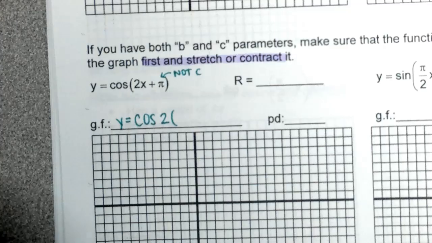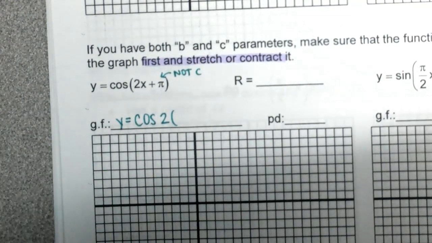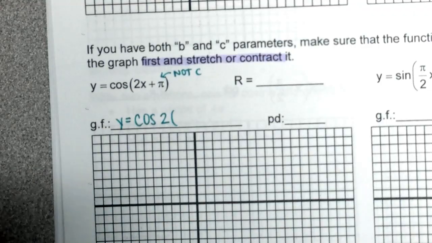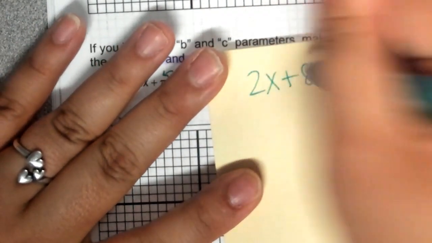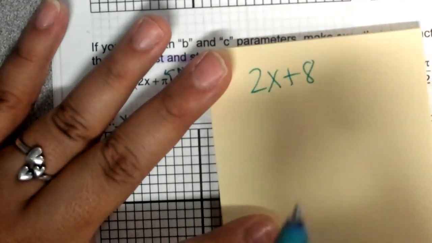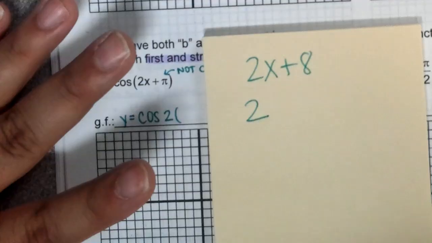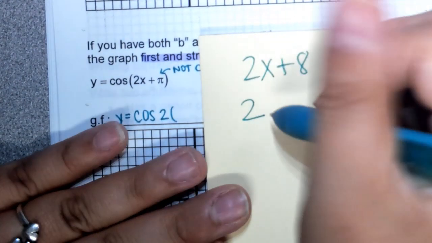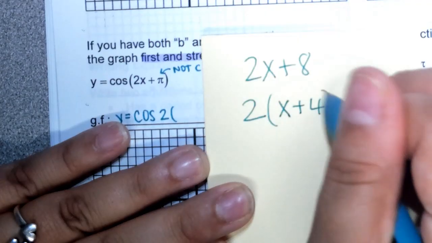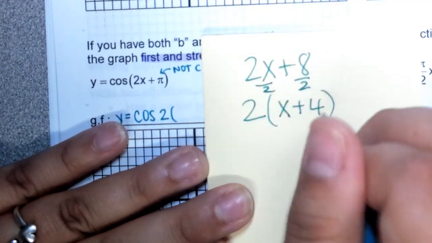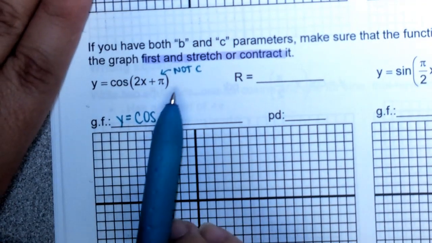Now, let's just refresh our memory about factoring real quick. If I have 2x plus 8 and I want to factor out the 2, what am I going to do here? I'm going to divide them both by 2, and what do I end up with? x plus 4. Does everybody in here agree I got x plus 4 by dividing them both by 2? Alright, now let's come back to this.